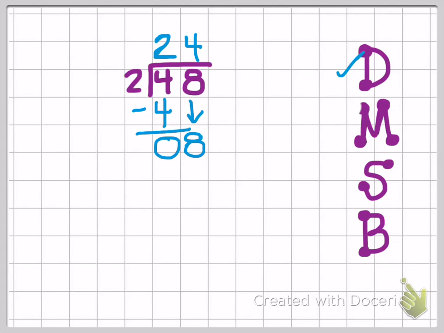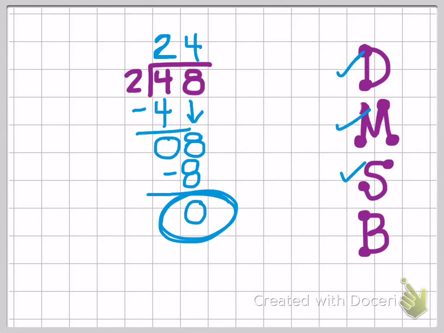Now we multiply. We're going to multiply 4 times 2. 4 times 2 is 8. You place it directly under your remainder and you subtract. 8 minus 8 is 0. Our next step would be to bring down, but you can see we don't have any more digits to bring down. We have no remainder left, and so our quotient, or our answer to our division problem, is 24.